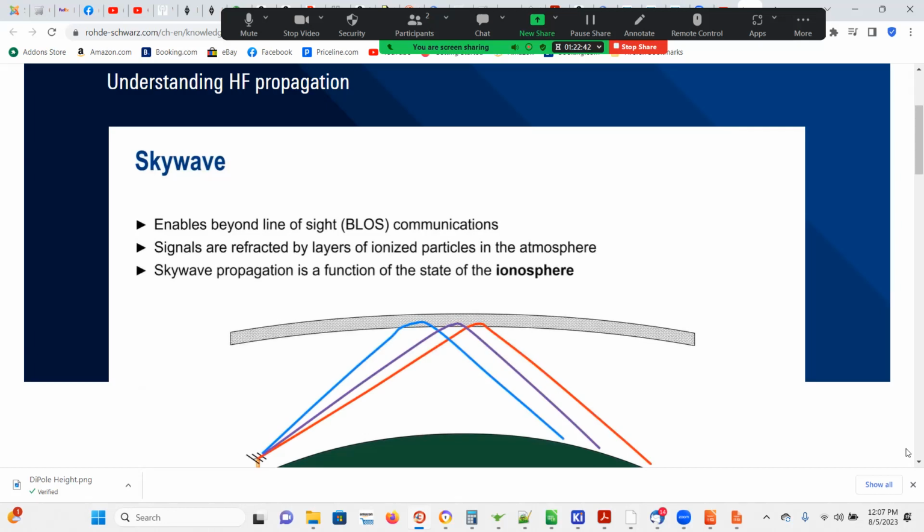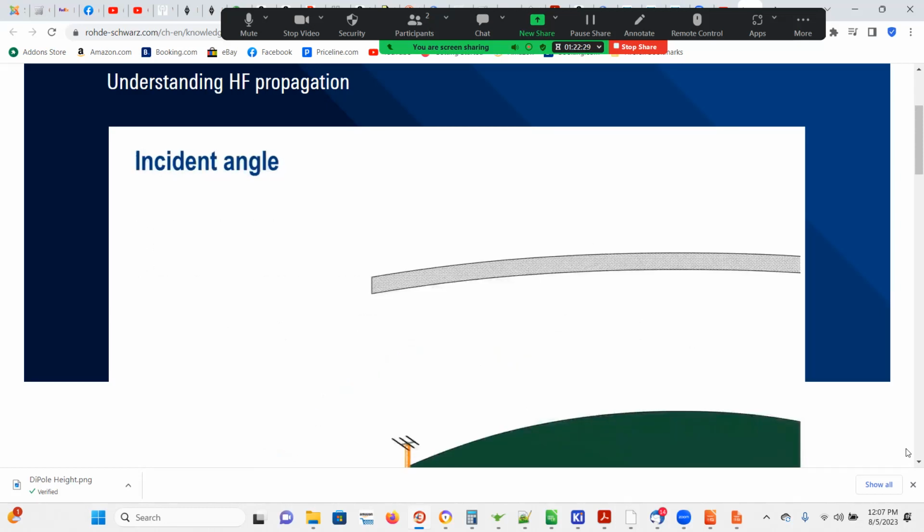In this presentation, we'll explain the different layers of the ionosphere, how the ionosphere is affected by the Sun, and how we can both quantify the current state of the ionosphere and predict the future state of the ionosphere. The incident angle, or the angle at which a signal reaches the ionosphere, also plays an important role in how far a skywave signal will propagate.